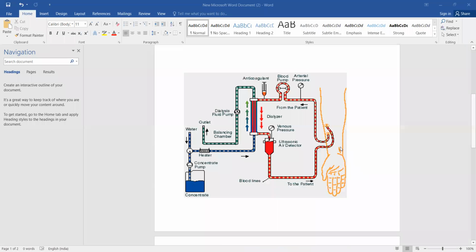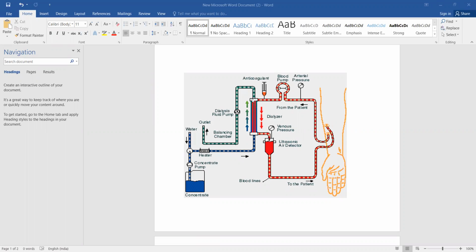This is a patient's forearm, and this is your arterial line, and this is your venous line. Once you prick the patient from here, this is the outflow line, and this is your inflow. The blood comes from here and goes through this blood pump. Right here is where you inject your anticoagulant so that the blood does not clot during dialysis.